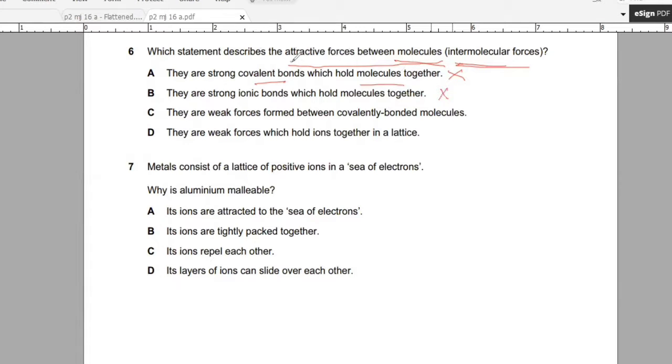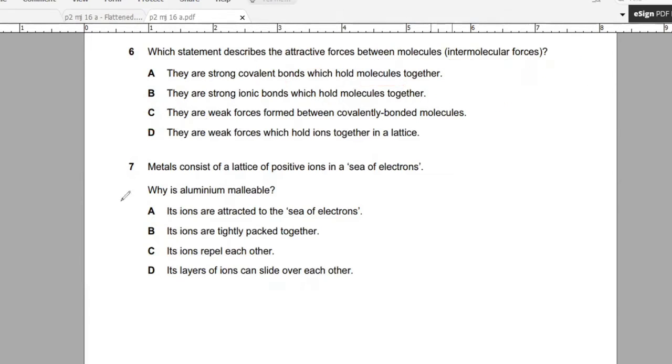They're talking about attractive forces between molecules. Intermolecular force of attraction can be found in covalent molecules. Okay. So look at option C. They are weak forces between the covalently bonded molecules. This is the right statement. So why not option D? They are weak forces which hold ions together in a lattice. This is also not the right option. The right answer is actually option C.